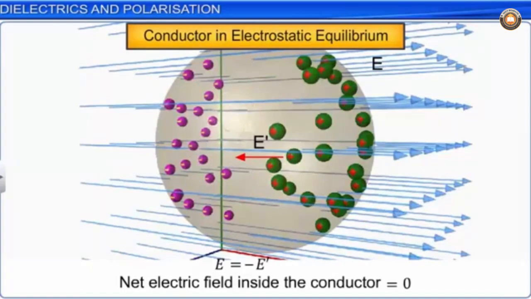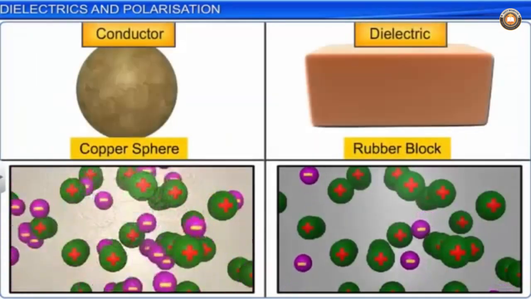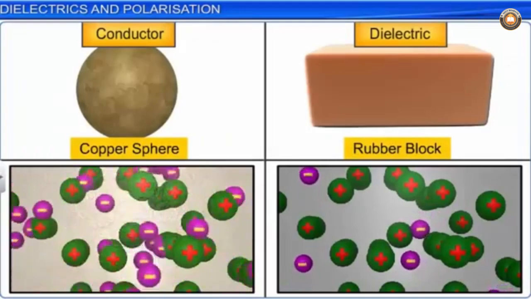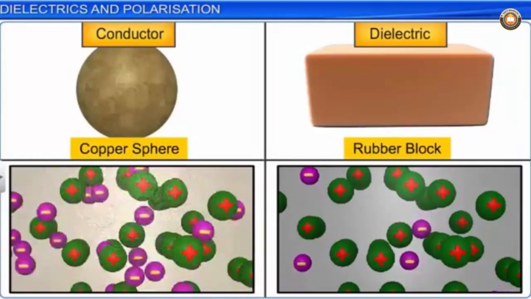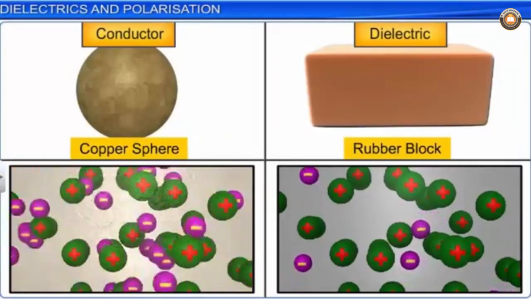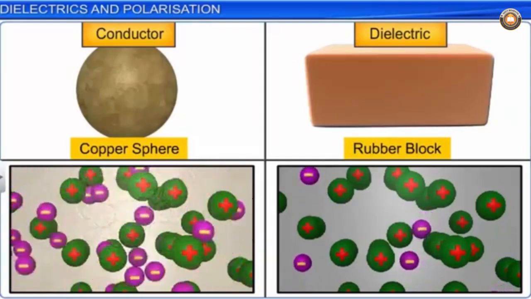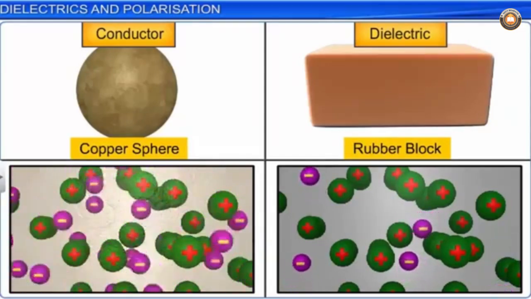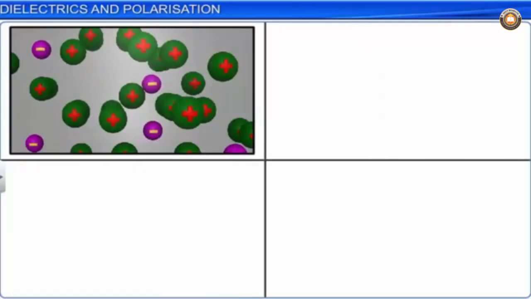Unlike conductors, dielectrics like rubber are those materials in which there are either practically no free charge carriers or free charges. Dielectrics are electrically non-conducting materials.